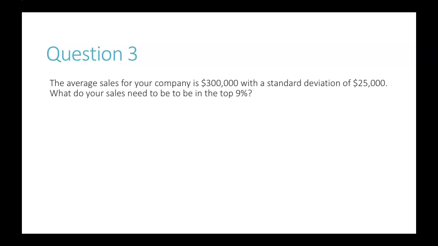So now question number 3. It says the average sales for your company is $300,000 with a standard deviation of 25,000. What do your sales need to be in order to be in the top 9%?